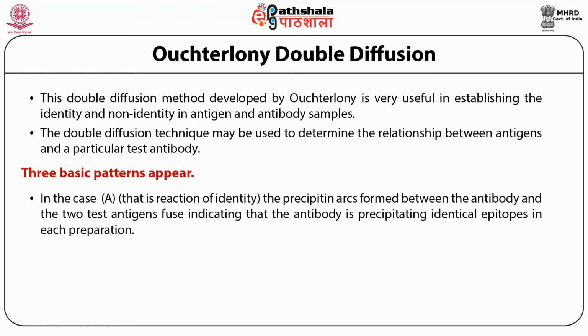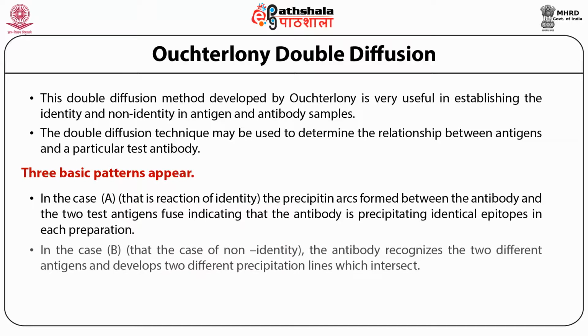In case A, which is known as the reaction of identity, the precipitin arcs formed between the antibody and the two test antigens fuse, indicating that the antibody is precipitating identical epitopes in each preparation. In case B, which represents non-identity, the antibody recognizes the two different antigens and develops two different precipitation lines which intersect.